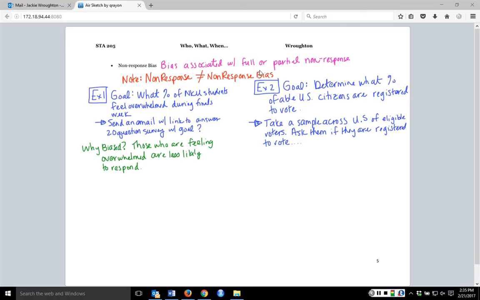How could that lead to a bias from those who are not going to respond? Is there a certain group related to being registered to vote that are either more or less likely to respond to this survey? I guess I think those who aren't registered to vote maybe don't want to admit it. Right, those that aren't registered to vote will be less likely to respond.